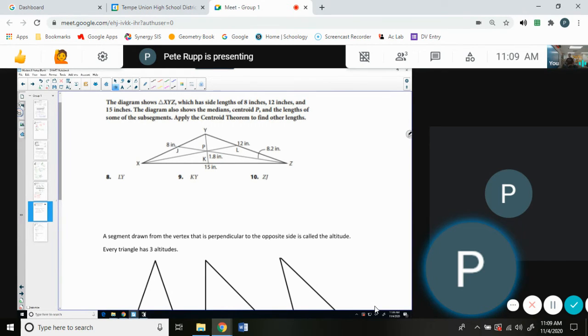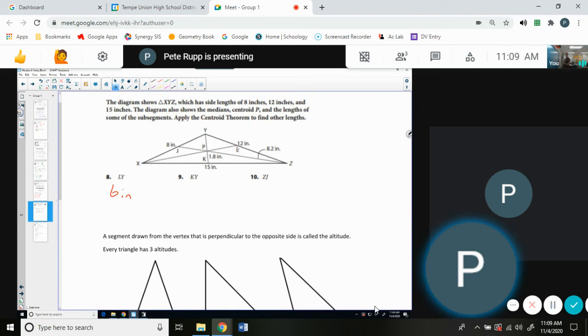All right, so first thing is we need to figure out where LY is, okay? It's right here. To figure out what LY is, we need to know what a median is. The median connects the vertex to the midpoint of the opposite side. That's the median. So that means that point right there is the midpoint, which means that YL is half of 12. So that would be 6. So this is 6 inches. That one's pretty quick, so I'm going to erase that.